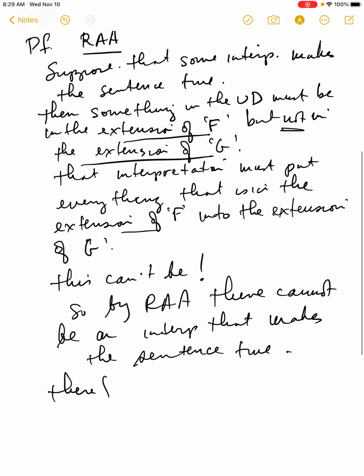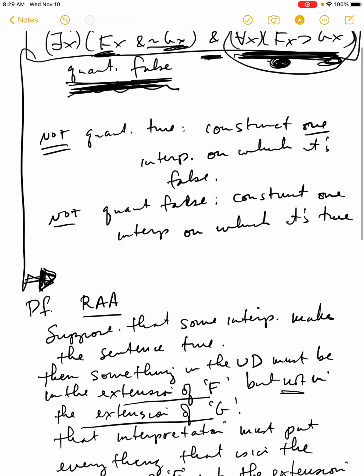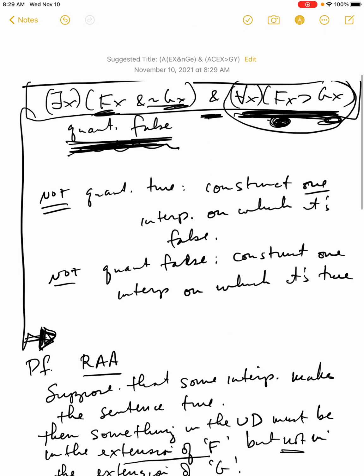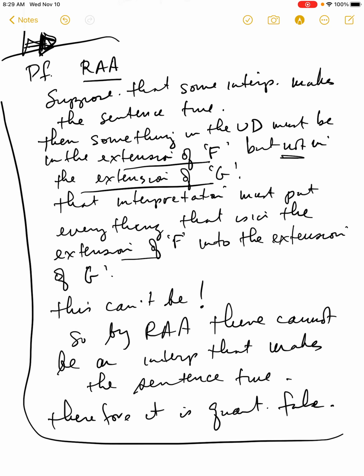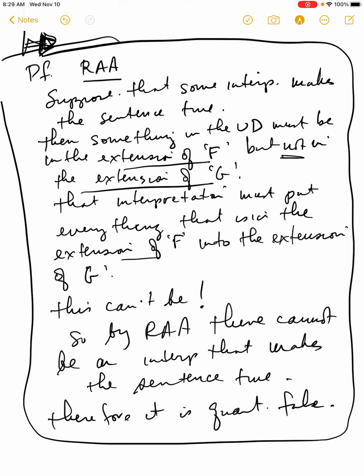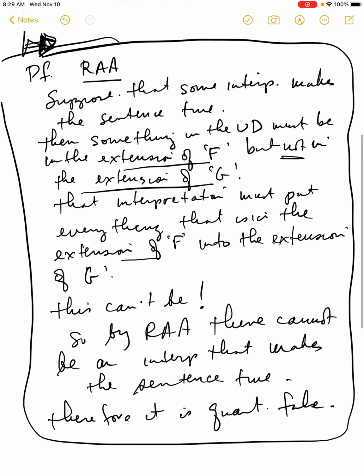Therefore, it is quantificationally false. That's what we mean by quantificationally false. Okay, done. Sorry it's not all on one screen, okay? So that was the problem that I left you with at the end of the last lecture. And it looks kind of like a long-winded proof, but I wanted to write out all the steps of the proof, which is what we would expect you to do too if asked to do such a problem.